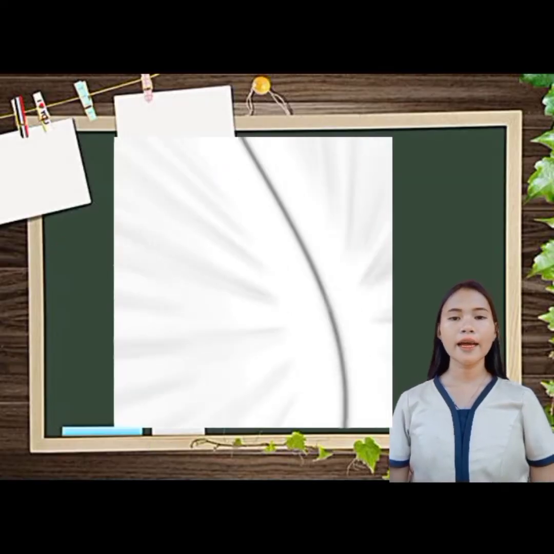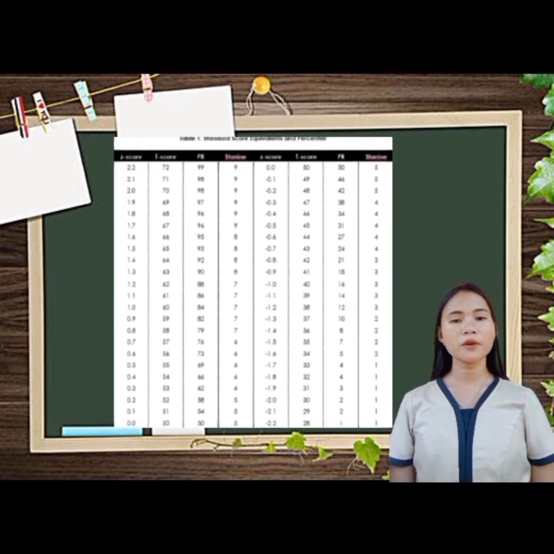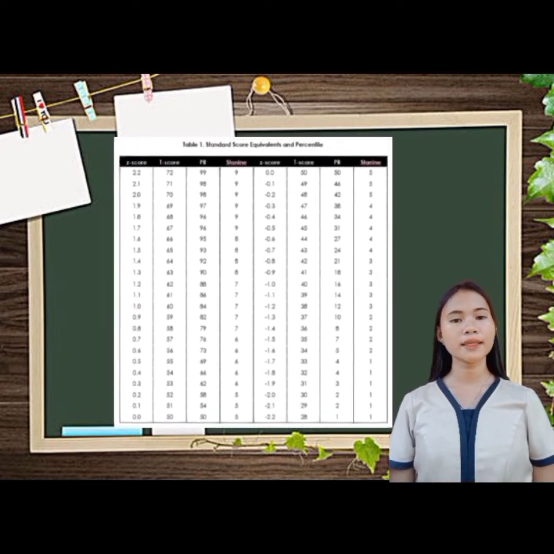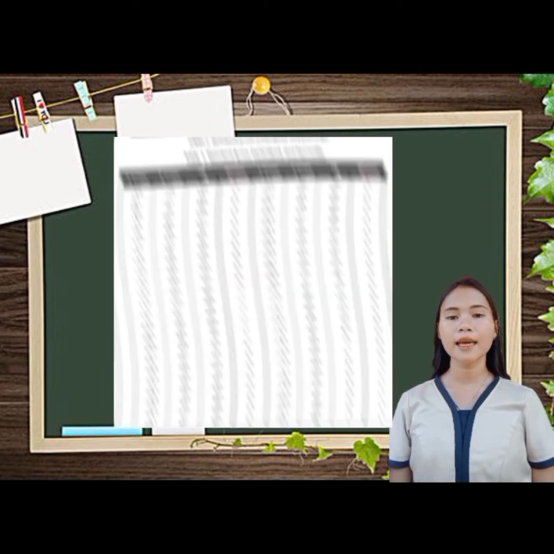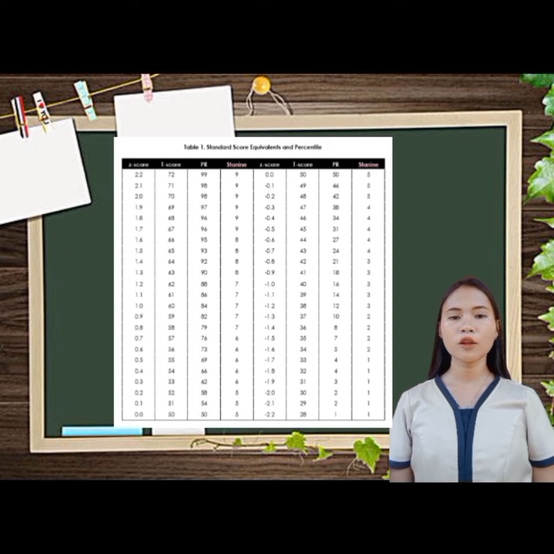So next, I am going to show to you a z-table. This table provides an easy conversion between the standard score and finding the associated percentile rank. So this mathematical table also allows us to know the percentage values of a z-score in a standard normal distribution.